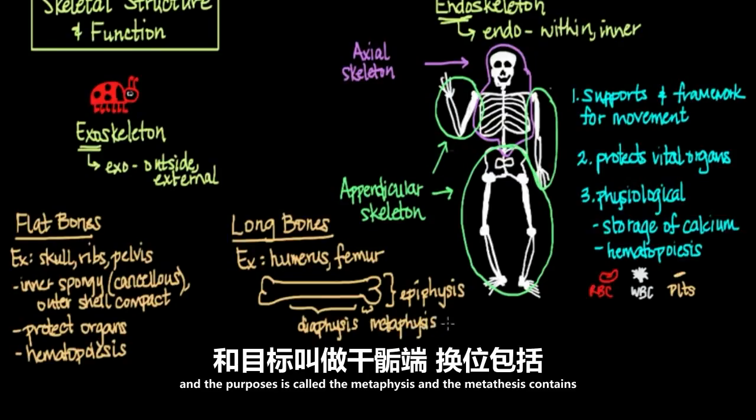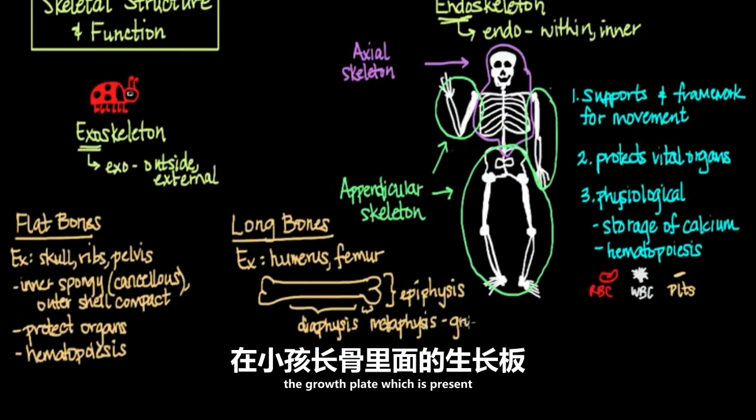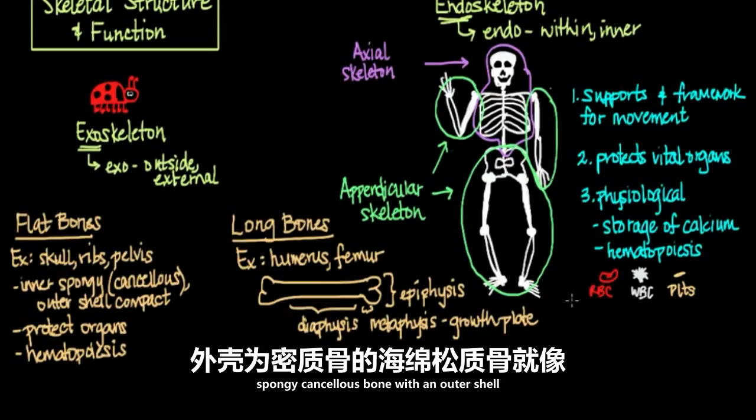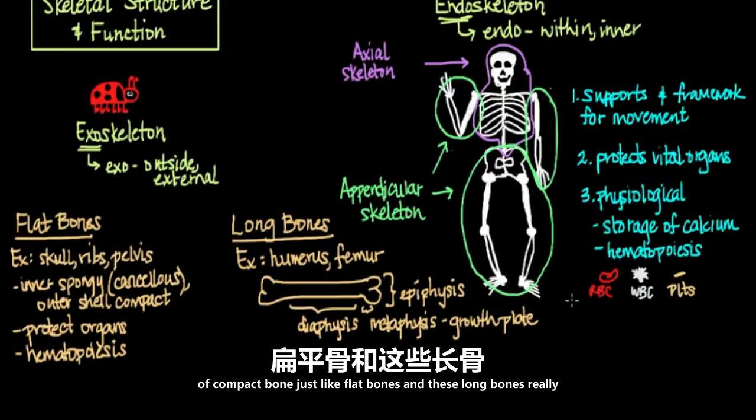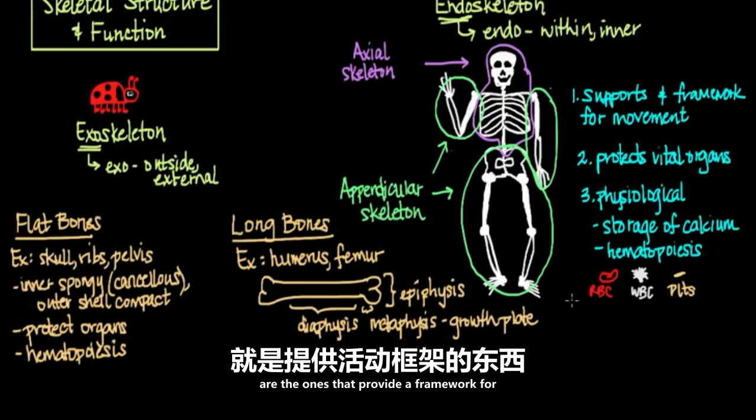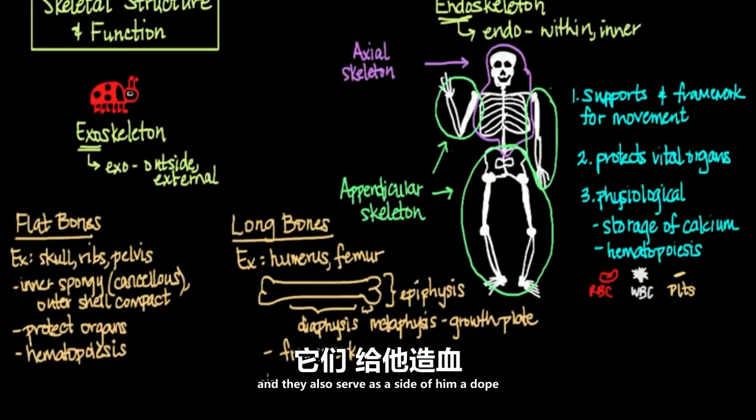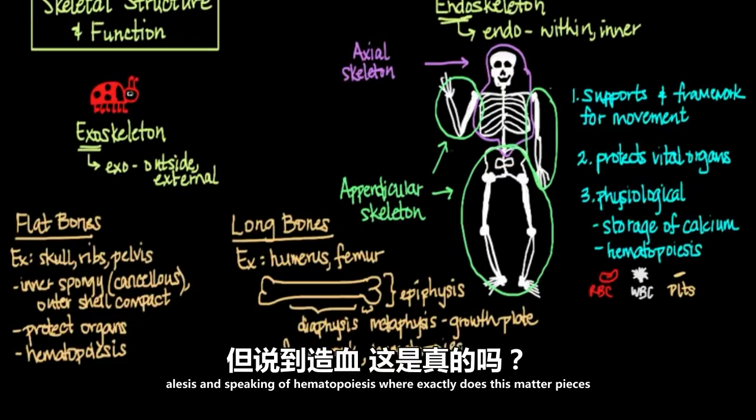And the metaphysis contains the growth plate, which is present in the long bones of children. And these long bones are made up of the same inner spongy cancellous bone with an outer shell of compact bone, just like flat bones. And these long bones really are the ones that provide a framework for movement, like we talked about before. And they also serve as a site of hematopoiesis.